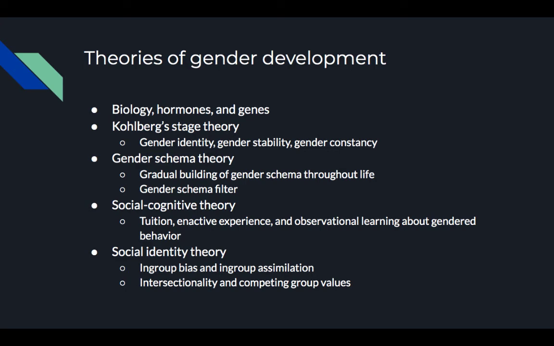And then social identity theory is this sort of in-group bias and assimilation. Once you decide which gender you are, you have a bias that says that gender is better than the other gender, and you have an in-group assimilation process where you really try and learn what's appropriate for my gender, so I can act appropriately.